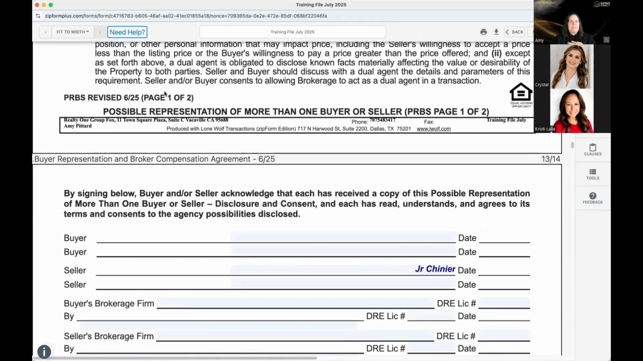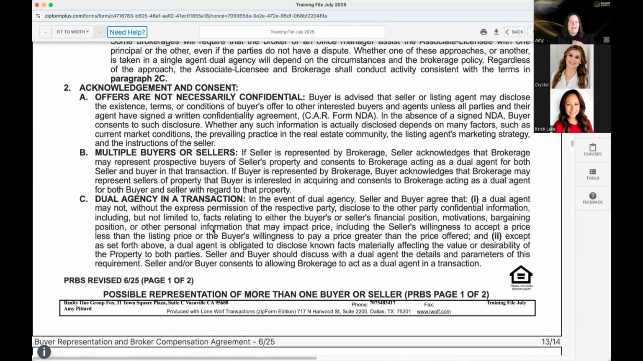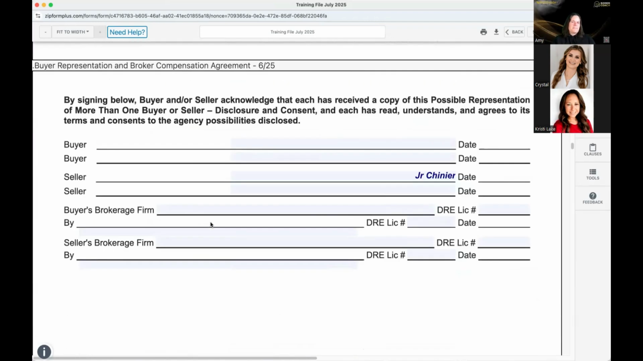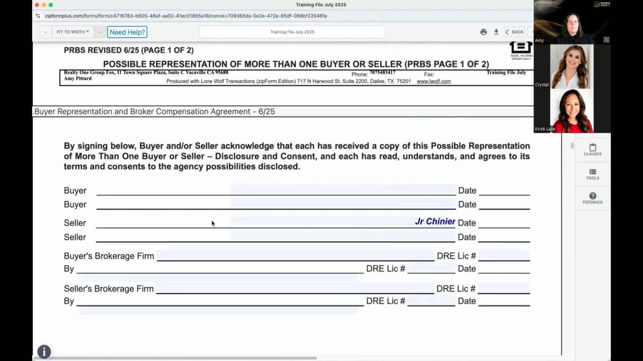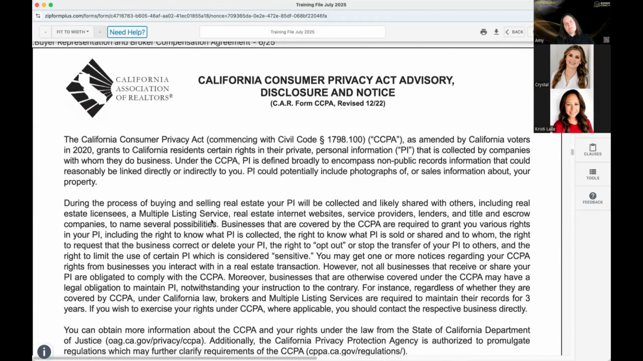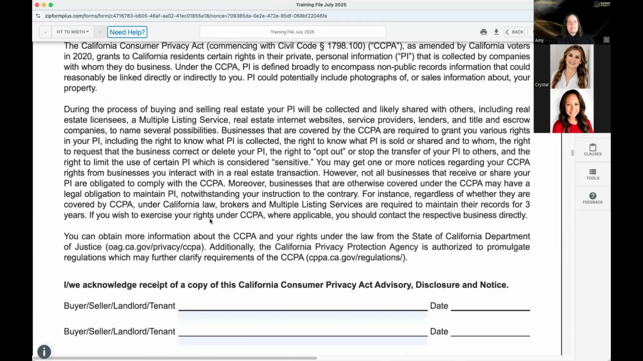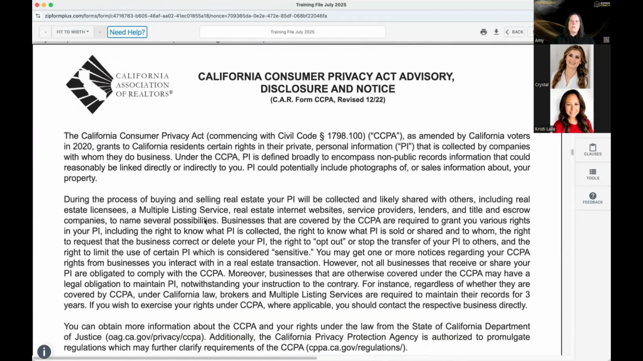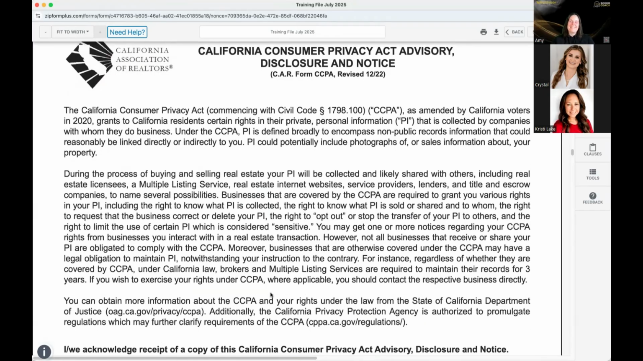So anyways, there we go. Multiple buyers and sellers, and then dual agency and transaction. The acknowledgement and consent is down here in this section too, and then they sign it. So that's your possible representation of more than one buyer or seller. And then you have your California Consumer Privacy Advisory Disclosure and Notice. It's just saying that certain things are protected under the California Consumer Privacy Act. Ultimately, we have no control over what information gets disseminated out, and we don't really fall under that. So that's really what that form is saying.